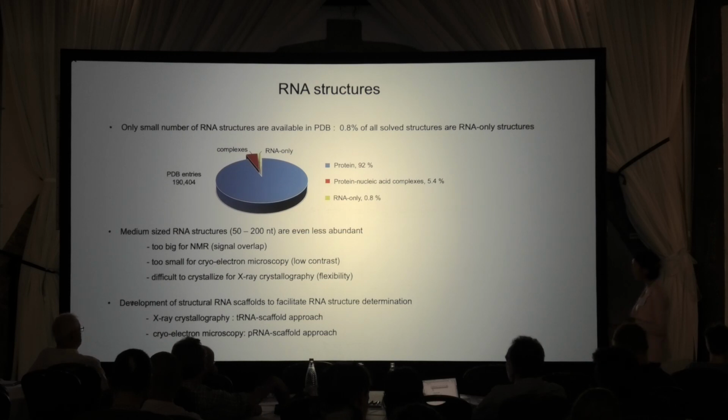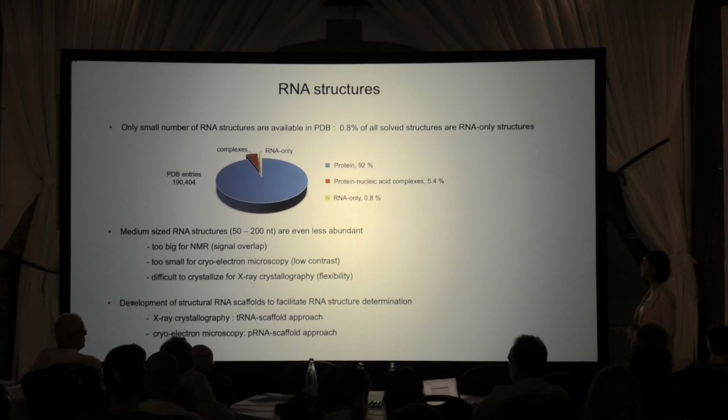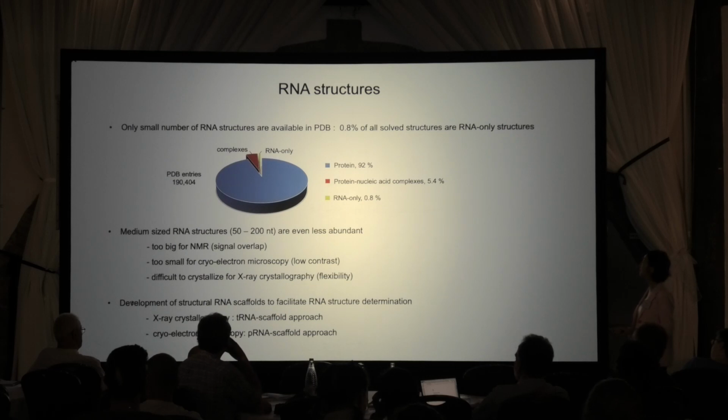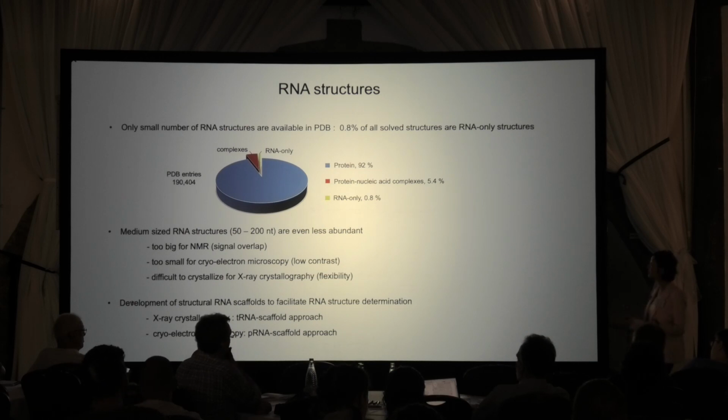to their flexibility. So one focus of my lab is to develop a structural RNA scaffold to facilitate RNA structural determination. So we are using a pRNA scaffold approach to show the structure by X-ray crystallography and cryo-electron microscopy. So I'll just tell you a little bit more about the pRNA scaffold approach, because this is a method that we use to show the RNA structure.